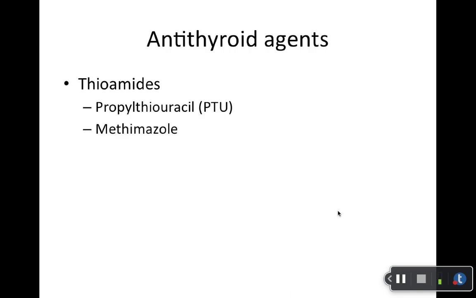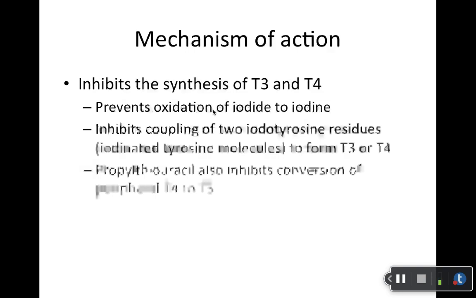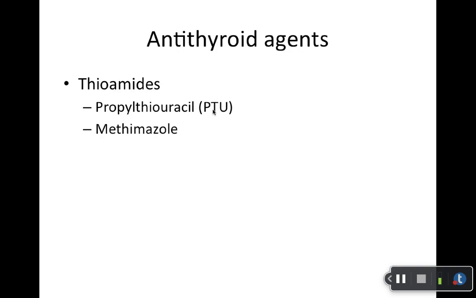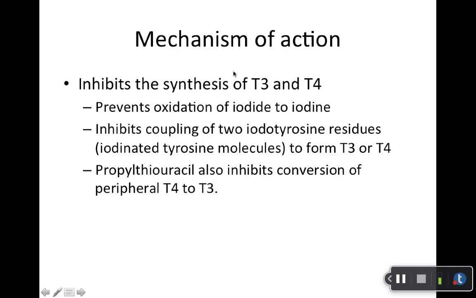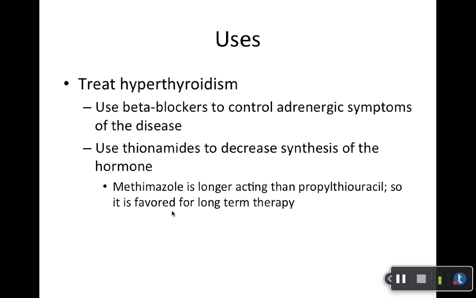Switching gears a little bit, we have the anti-thyroid agents, the thioamides. Specifically, we have PTU, the propylthiouracil, and methimazole. PTU is usually referred to by its abbreviation, I think, because it's easier and quicker to say, so you'll hear people refer to it as just PTU. These both inhibit the synthesis of T3 and T4, so they're anti-thyroid, right? Go ahead and read through that for the mechanism of action, but the take-home point is they inhibit synthesis of T3 and T4.